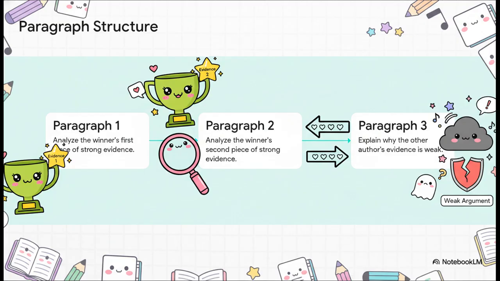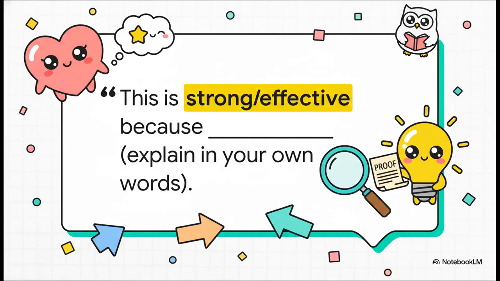Now, here's the secret to those first 2 body paragraphs. It's not enough to just point out the evidence. You have to explain why it's so strong, why it's so convincing. Use the sentence starter, and then in your own words, break down how that evidence proves the author's point.